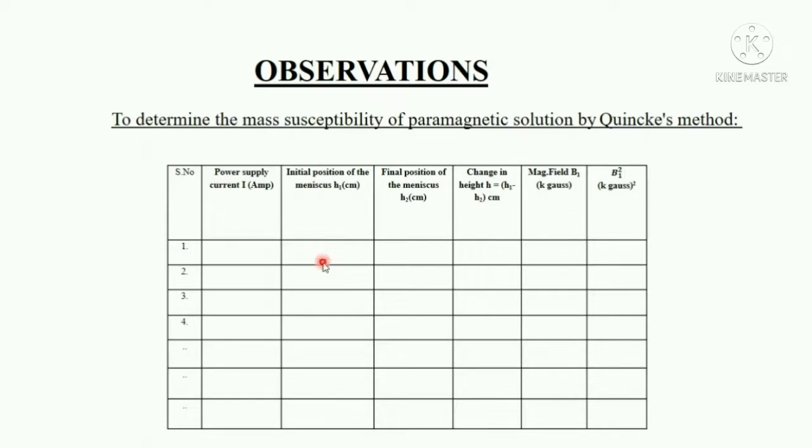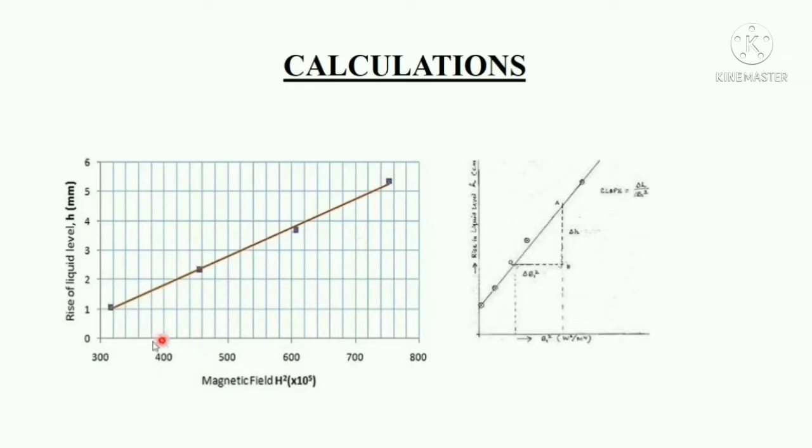After that, we increase the current to 0.5 amperes, say, and then again adjust the crosswire at the liquid meniscus and note down the position of the traveling microscope. Say that is H2 and the initial reading was H1. So H2 minus H1 will give us the rise in liquid level for 0.5 amperes of current. Similarly, we will take the readings for 1 ampere, 1.5 ampere, and each time we will subtract the initial reading from the final reading to get the rise in liquid level for that particular current.